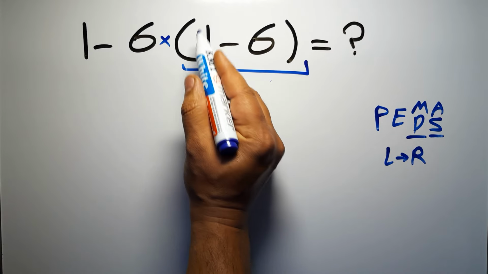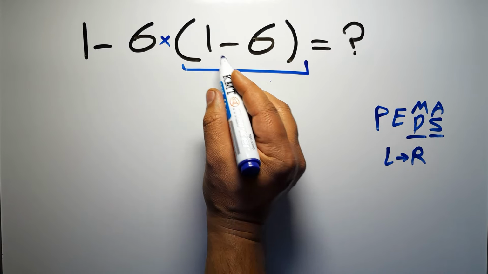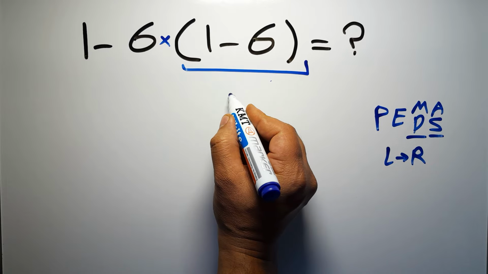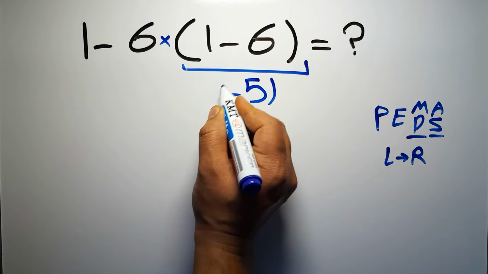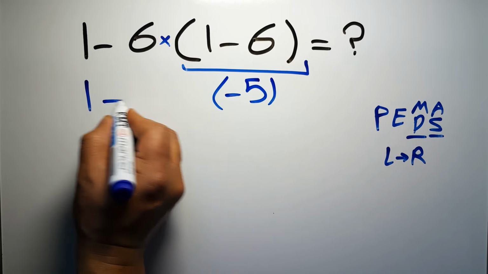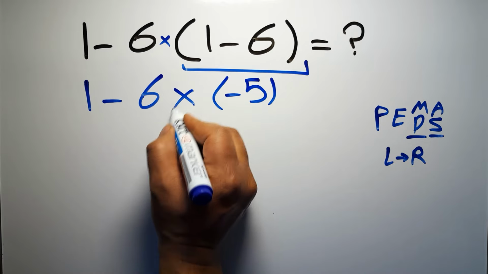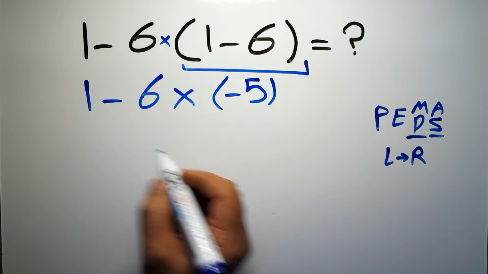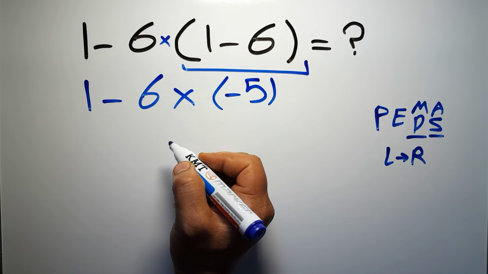So first we have to do this parenthesis. Inside this parenthesis we have 1 minus 6, which equals negative 5. So 1 minus 6 then times negative 5. Now we have one subtraction and one multiplication.